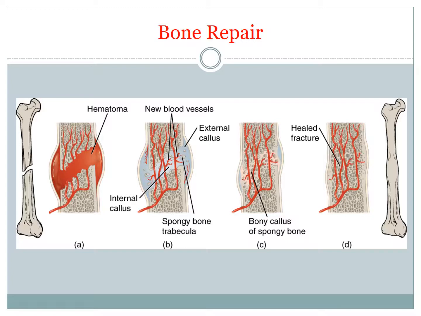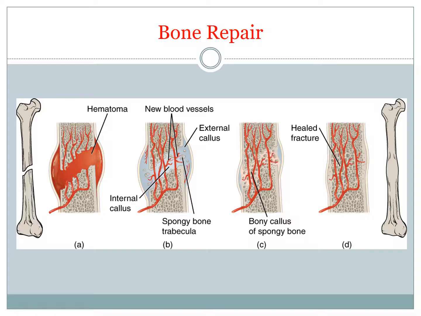Now, the process of repair of broken bones is outlined here. When bones are broken, the first step in the repair process is the formation of a hematoma. The blood vessels in the bone tear and hemorrhage occurs. Over a period of several hours, a large blood clot or hematoma develops.